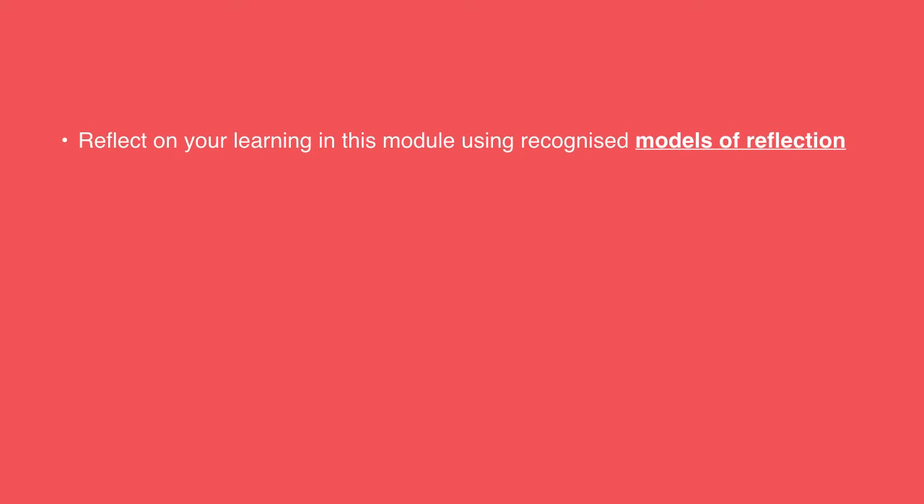So let's look at your assignment and what we need to do in that assignment. 5 things, and if you do all 5 of these things, you are going to get a good grade. So first, you're going to reflect on your learning in this module using recognised models of reflection. And as I said, you're going to know exactly what that means in a few minutes.